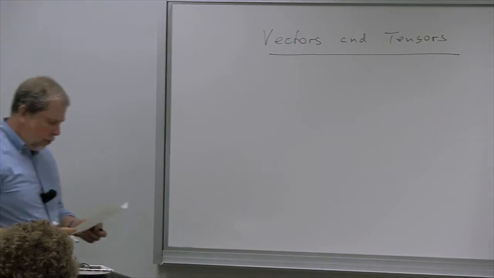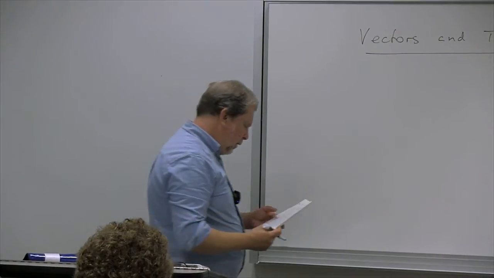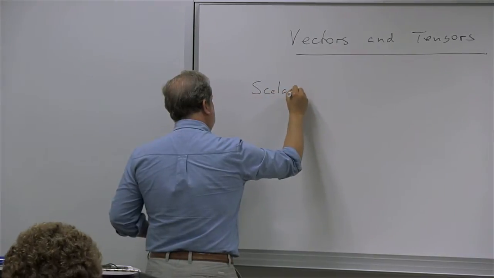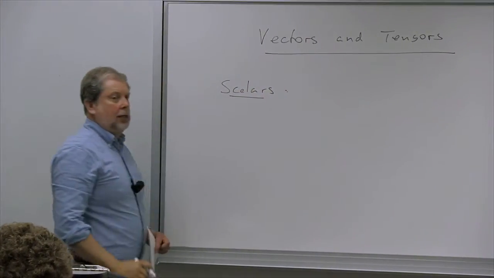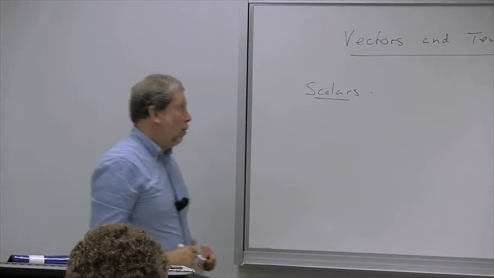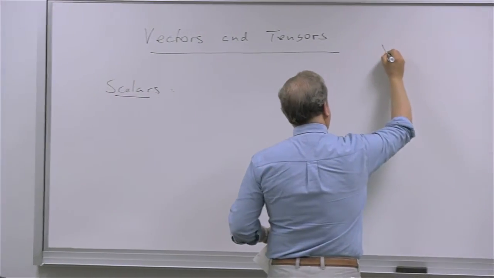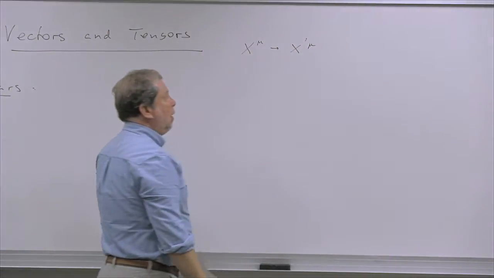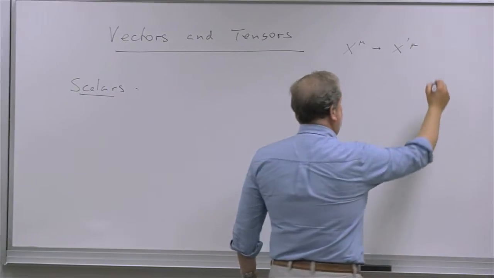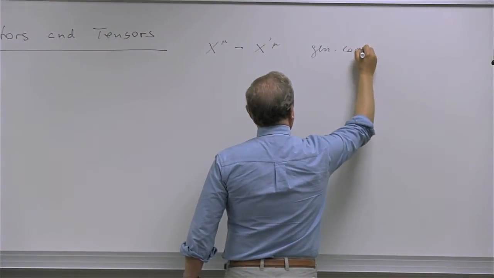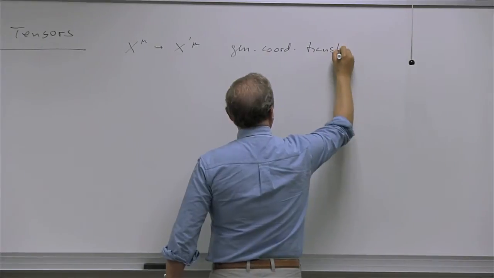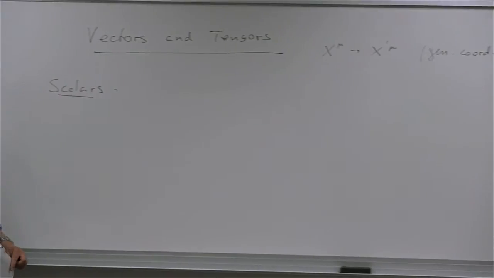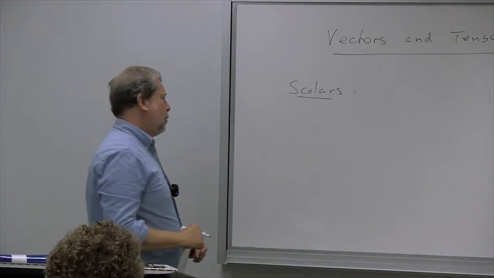So the first thing we're going to introduce, even before that, we're going to have scalars, right? That is quantities that do not change at all when you do a coordinate transformation. So we're going to be interested in coordinate changes where x mu goes into x prime mu, right? General coordinate transformations, and understand how different objects transform under this x goes to x prime.